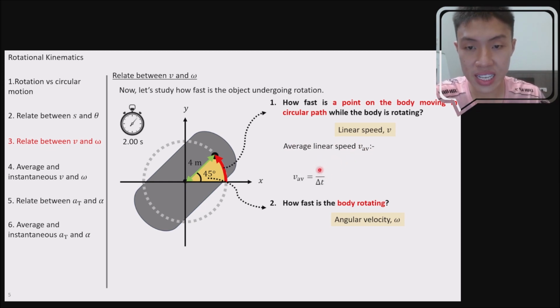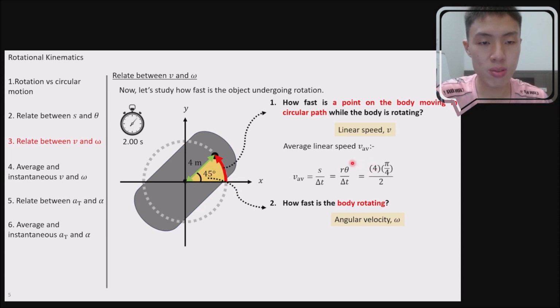You take the linear distance, which is this red arrow here, and you divide by the time taken to travel this distance of the red arrow. We know that s is the linear distance, and we learned from a previous video that s equals r theta. So you can change s to become r theta. You know that r is 4 meters, and the angle swept by this point is 45 degrees. Again, to use this equation, theta must be in radians, and this is pi over 4 radian. So you substitute 4 for r and pi over 4 for theta.